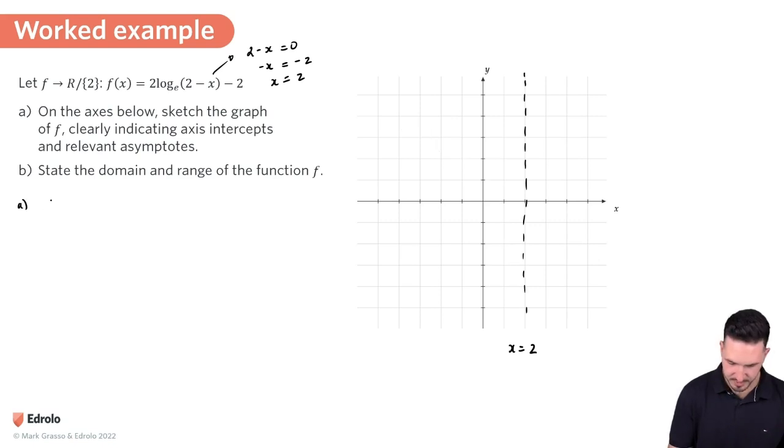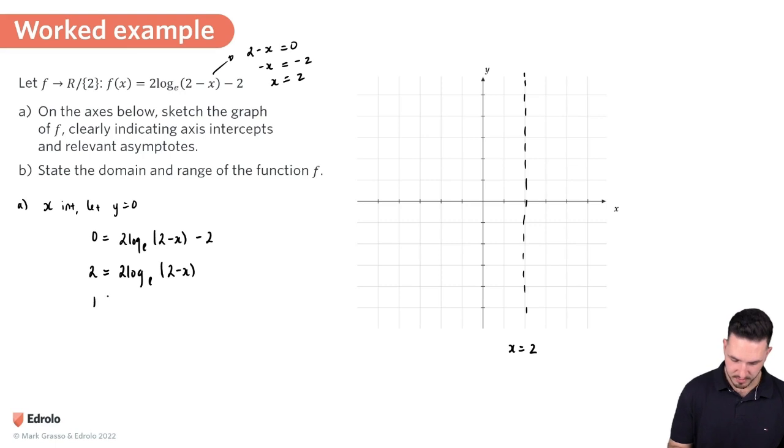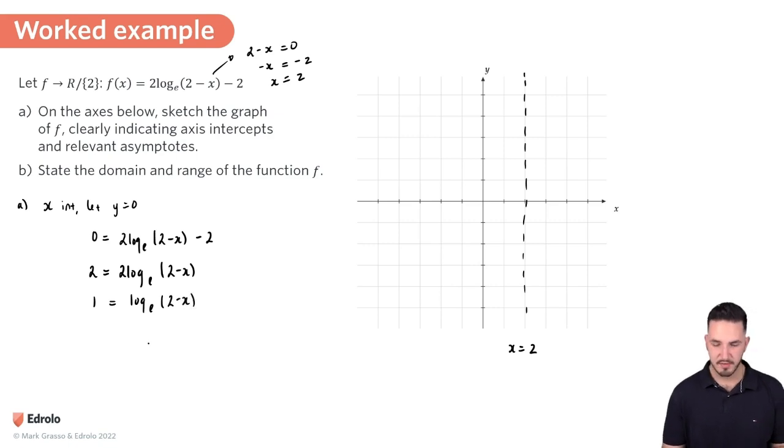I'll still call this part A. For the x-intercept, we're going to let y equal 0, or let f of x equal 0. So 0 equals 2 log e of (2 minus x) minus 2. Add 2, so 2 equals 2 log e of (2 minus x). Divide both sides by 2, so we get 1 equals log e of (2 minus x). Raise both sides to a base of e, so e to the power of 1 is just e, equals 2 minus x.